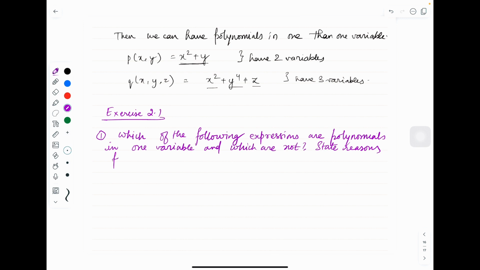Also they are asking, state reasons for your answer. I will only write the reasons in brief. You have to explain everything. Okay, this and that I have taught you in the theory section.